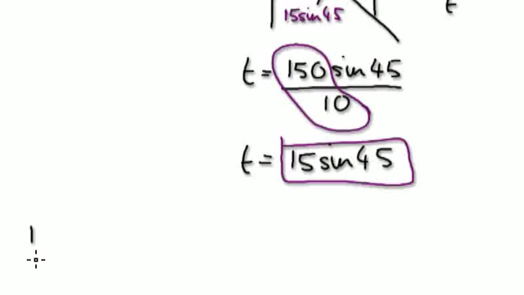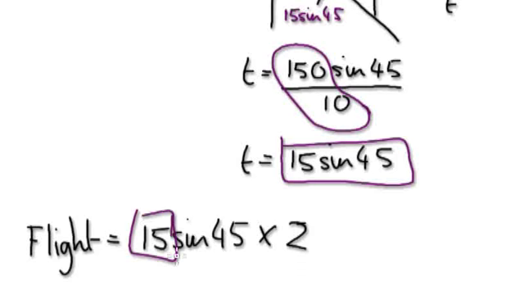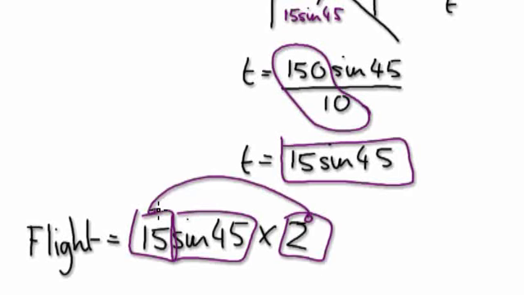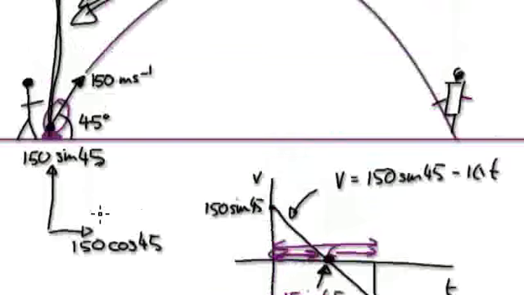Okay, so flight time equals 15 sine 45 times 2. So at the moment you've got this times this. Now you're going to times 2, so merge the 2 with this. That would be 30 sine 45. So that's our flight time.